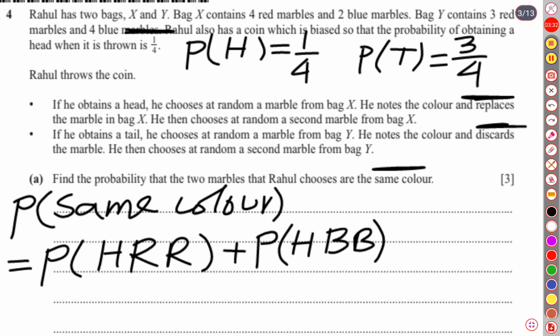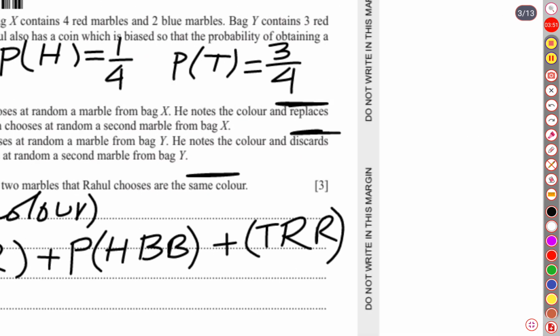The other two cases are where he might obtain tail and he might choose two marbles from bag Y, and both of them may be red or both of them may be blue. Plus probability of tail intersection blue blue. So these are all the possible cases for picking the marbles of the same color.